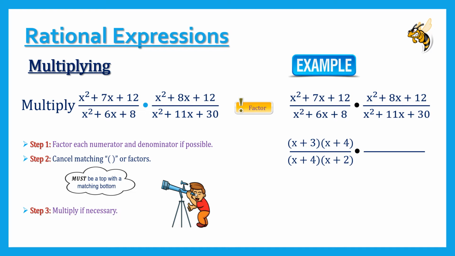For the top, I want to know what two numbers multiply to give me 12, but when I add them, I get 8. Those two numbers are 6 and 2. And since it's a positive C and a positive B, both factors will be positive. So therefore, I will have x plus 2 times x plus 6.